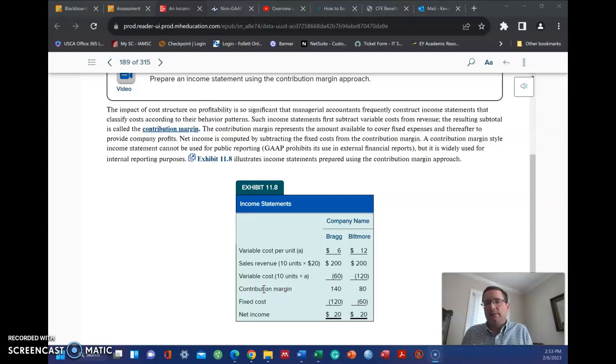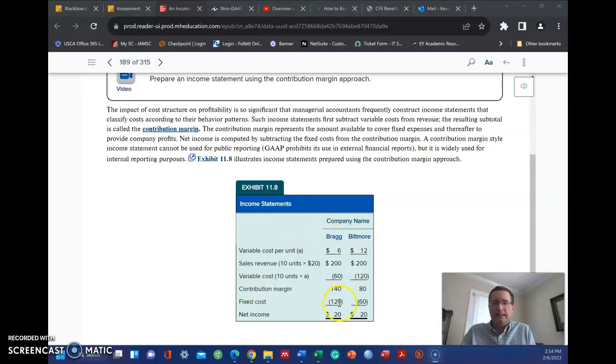Now keep in mind that we have two categories in the contribution margin, all variable costs and all fixed costs. Even if something's a mixed cost item where it's got a little bit of fixed and a little bit of variable, we need to separate the fixed and the variable and put the fixed part with the fixed cost and the variable part with the variable cost.